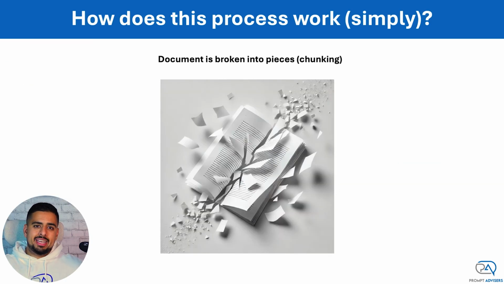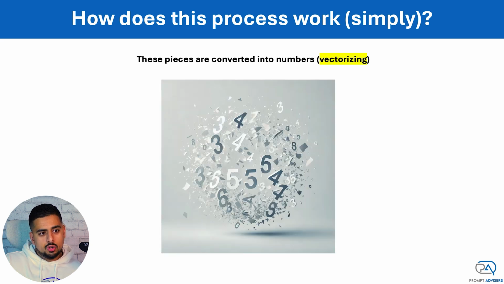So step one is these documents are broken down into what are called chunks. So imagine you have a one-page article. You could break down that article in terms of sentences, in terms of paragraphs or double paragraphs, completely up to your choosing. You're then left with shards of this document. These shards are then turned into numbers, and that's called vectorizing. And this is basically converting the format of text into something that a computer can better understand, which are numbers.